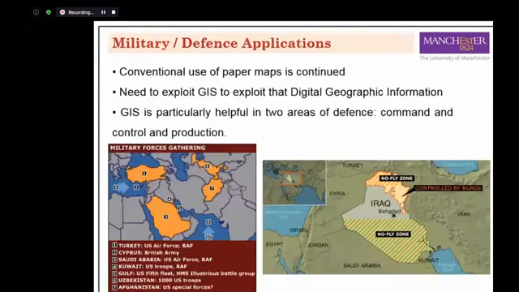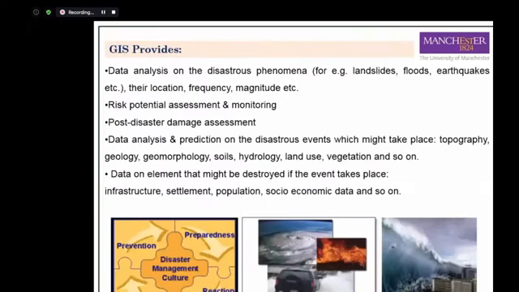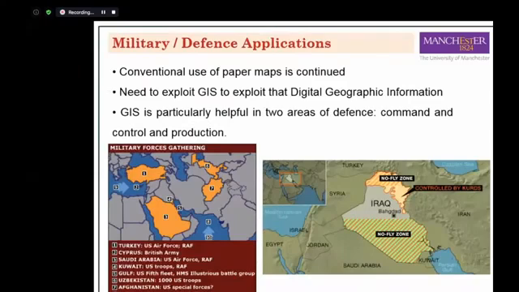Okay, now I'm skipping a few slides because I'm running late. I think I have already passed 30 minutes. So these are GIS provisions.